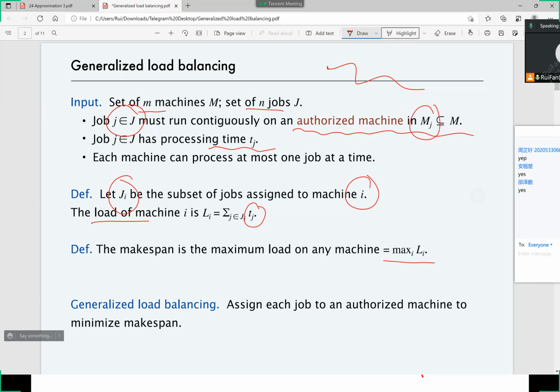Okay, so now to solve this problem, we're not going to use list scheduling anymore.